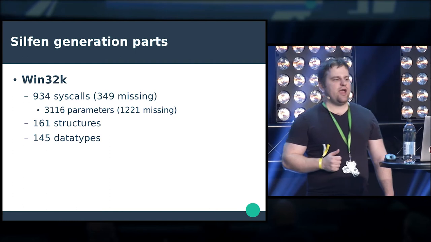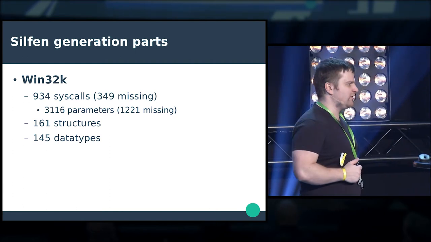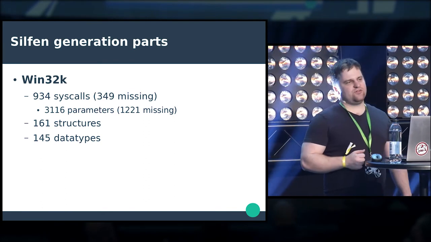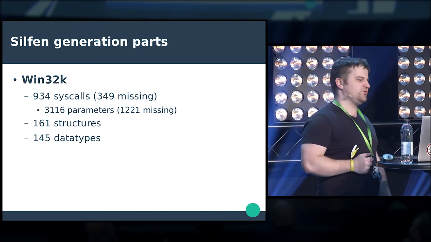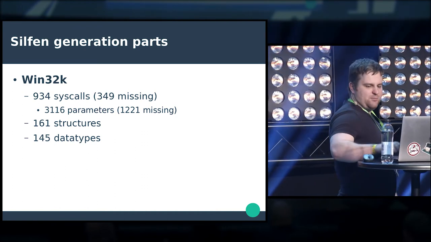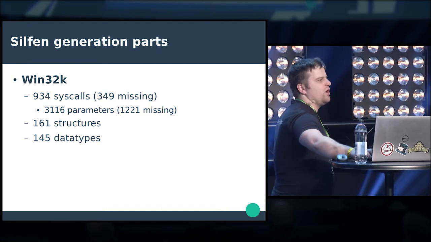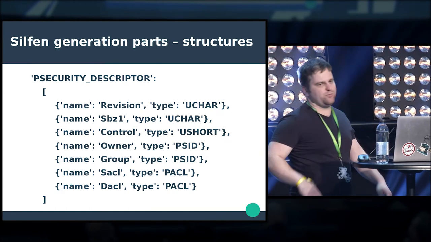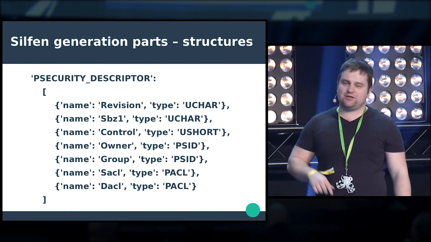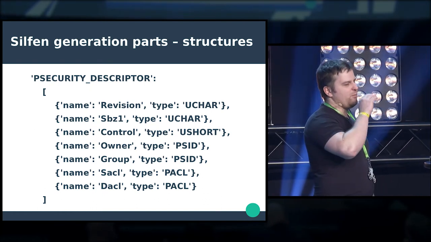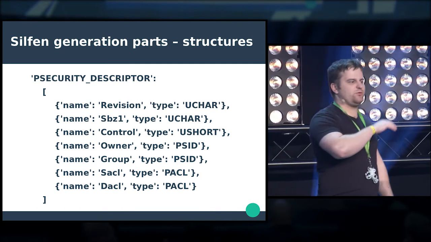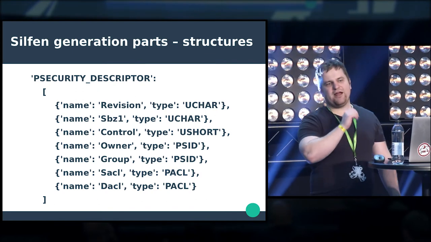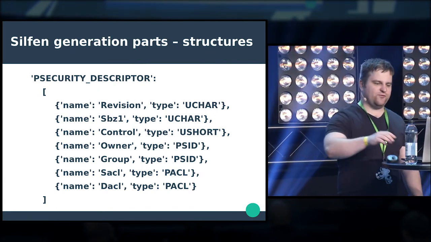Now we move to Win32k. It has 934 syscalls, 349 of which are missing the definition, 3,116 parameters, 161 structures, and 145 data types, meaning that for each of the 161 structures, this kind of build-up had to be mostly manually researched from the internet and put into the correct format. From the core kernel, some stuff couldn't be done automatically because Microsoft symbols managed to do some of the work automatically, but most of it was manual work.